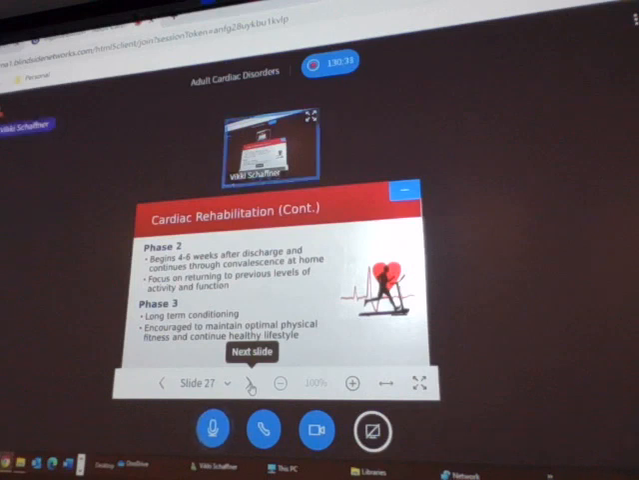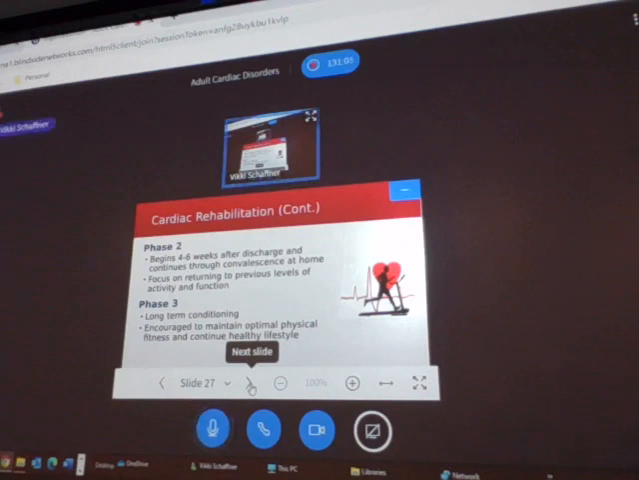Okay, and then phase 3 is going to be long-term conditioning, and that is where we are going to talk about modifying risk factors that can be changed and what we need to do to change them. And we're talking about diets, and we're talking about exercise programs, and we're talking about tobacco cessation if necessary. All those things that will contribute to the health status of the heart.